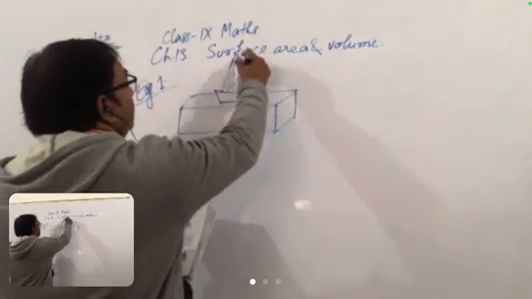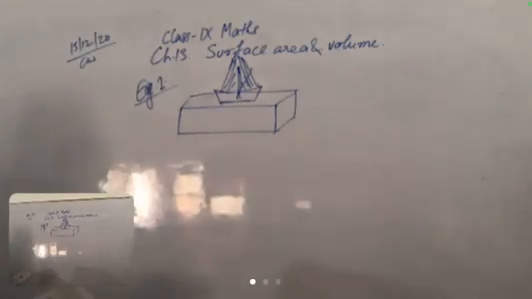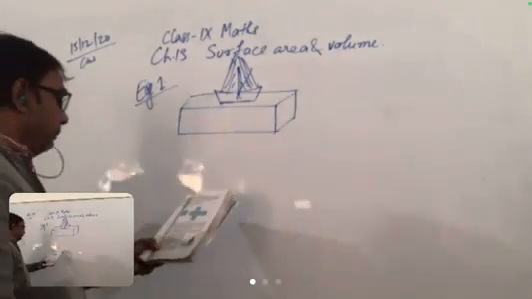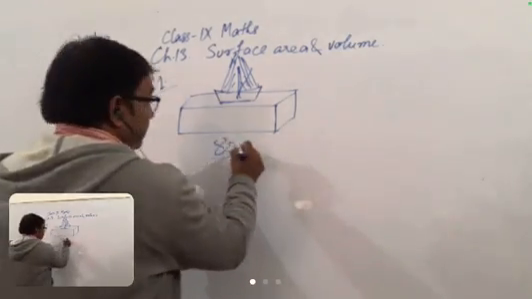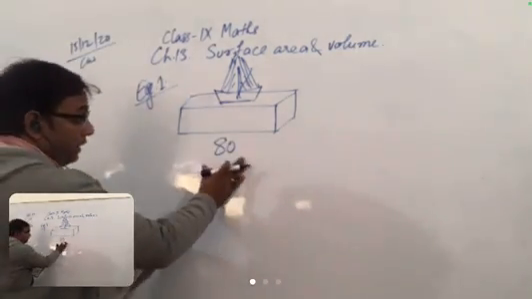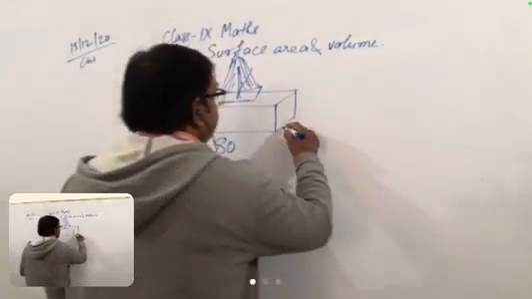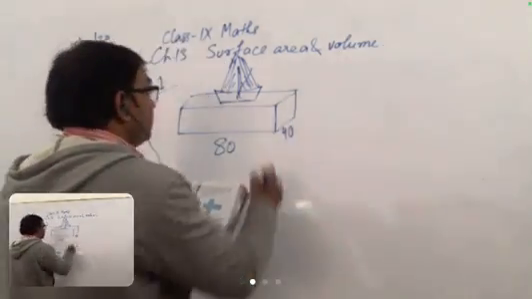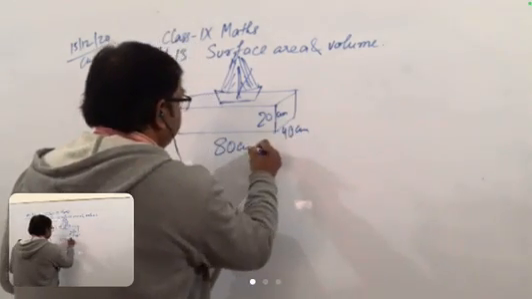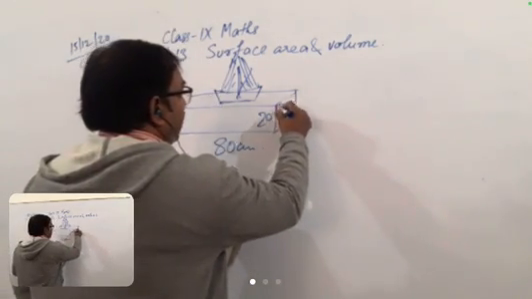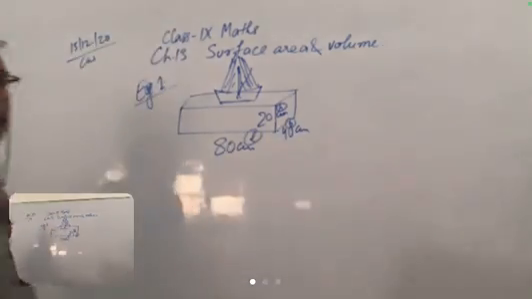Okay. Now she wants to put a Christmas tree on a wooden box, and the dimension of the box is 80, 40, and 20 centimeter. Now see what is length, what is breadth, and what is height. This is the height, this is the breadth, and this is the length. Clear?